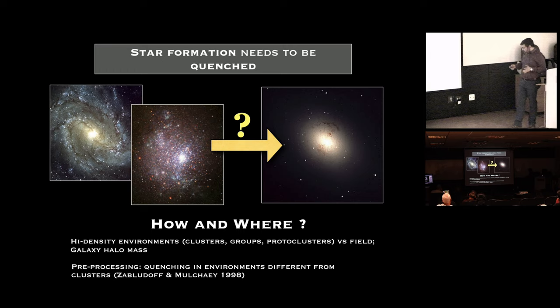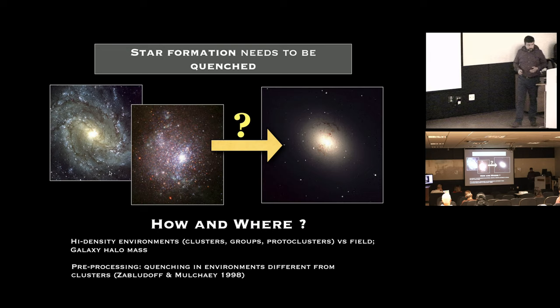Trying to understand how and where we go from galaxies that look like those star-forming galaxies with generous amounts of interstellar medium, to galaxies that are like this object. You can see a little bit of interstellar medium, but in general, these elliptical galaxies are no longer forming stars. So the question is how and where, right? It could be in high-density environments, environments of clusters, groups, protoclusters, filaments, right? Or maybe this transformation happens in the field, right?